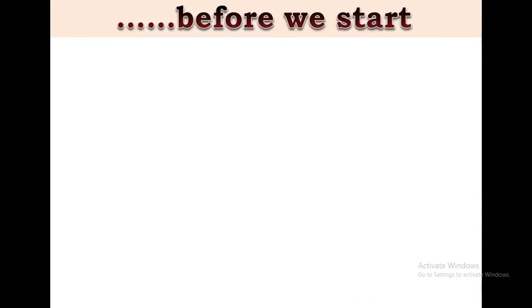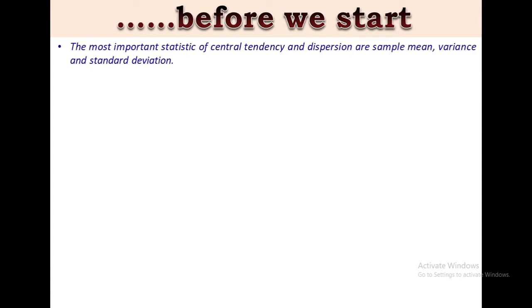Let's first discuss some important points before we start our lecture. The most important statistic of central tendency is the sample mean. The variance and standard deviation are measures of dispersion or scatter of the values of a sample or population. Because means utilize a number of values in their calculation, they tend to be less variable than the individual values. An extreme large or small value contributes only one part of its value to the sample mean and is therefore somewhat dampened out.